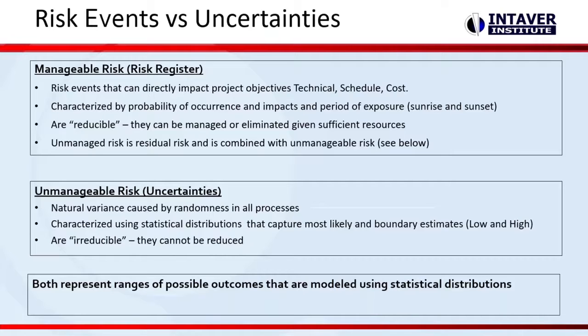So the unmanageable risk, uncertainties, you might have heard of as aleatory risk. It's natural variance caused by the randomness in all processes. And we characterize it, or we model it, using statistical distributions that capture the most likely and boundary estimates, low and high. And again, one of the important things about this is that they're irreducible. What we're saying is we can't do anything about it, so we need to account for it. And both of these risks represent ranges of possible outcomes that can be modeled using statistical distributions.